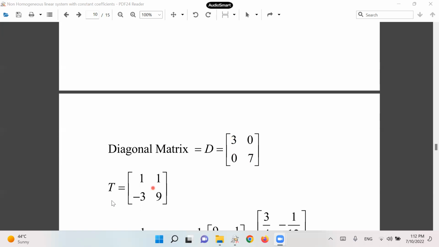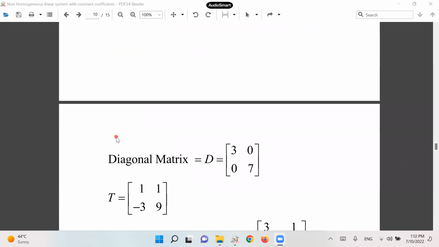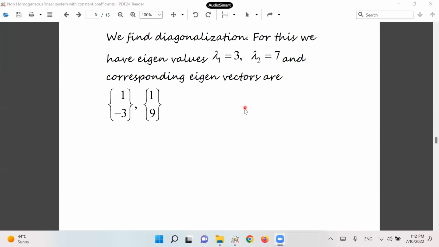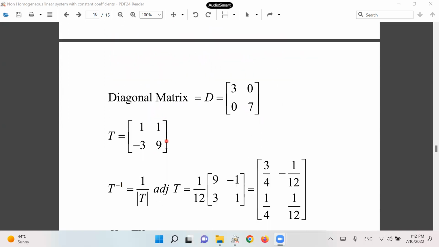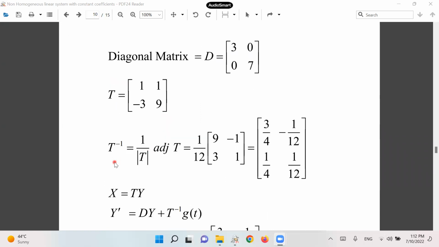And what is the T matrix? The T matrix is the vector which corresponds to the first eigenvalue. The first eigenvalue is 3, and the vector corresponding to it is 1 and minus 3. So you have to write 1 and minus 3 in the first column. And the second eigenvalue is 7, and the corresponding eigenvector to lambda 2 equals 7 is 1 and 9. So we have to write 1 and 9 as the second column. So after writing this T, we are going to find its inverse, the T inverse.